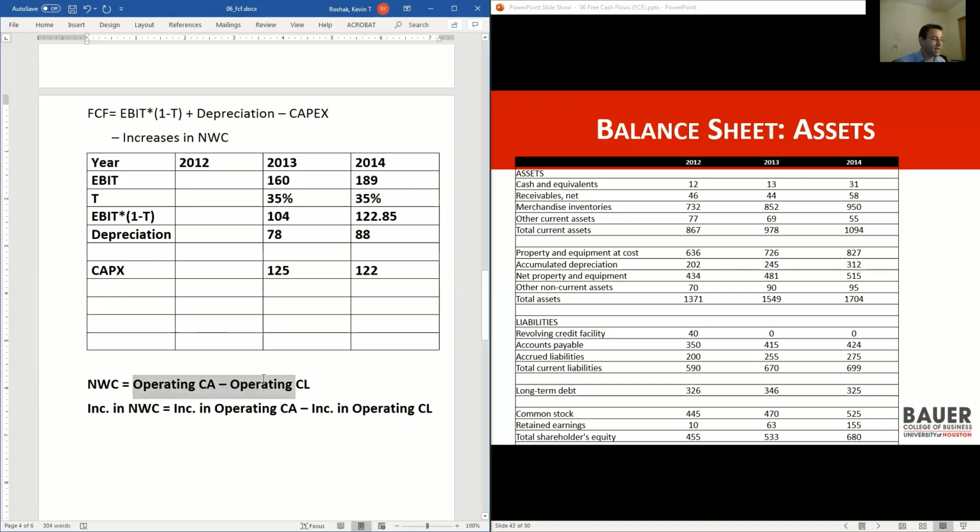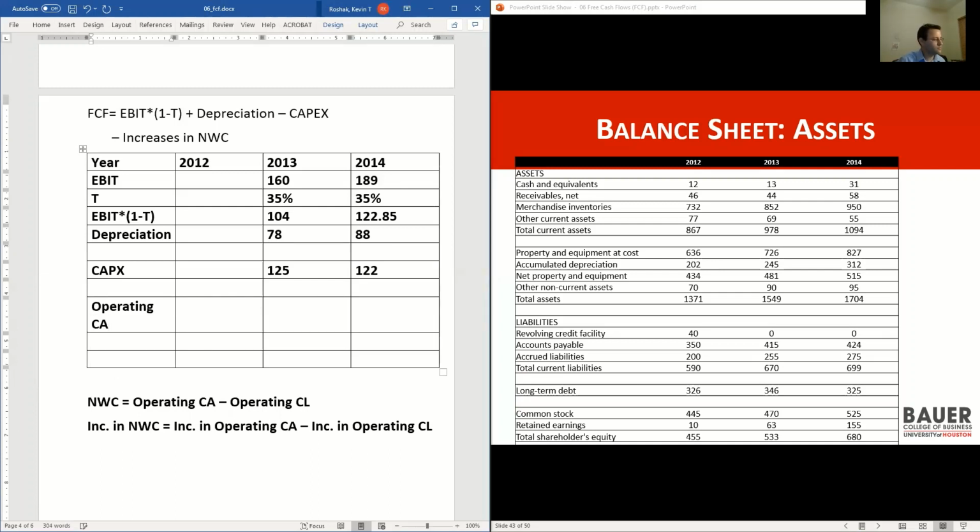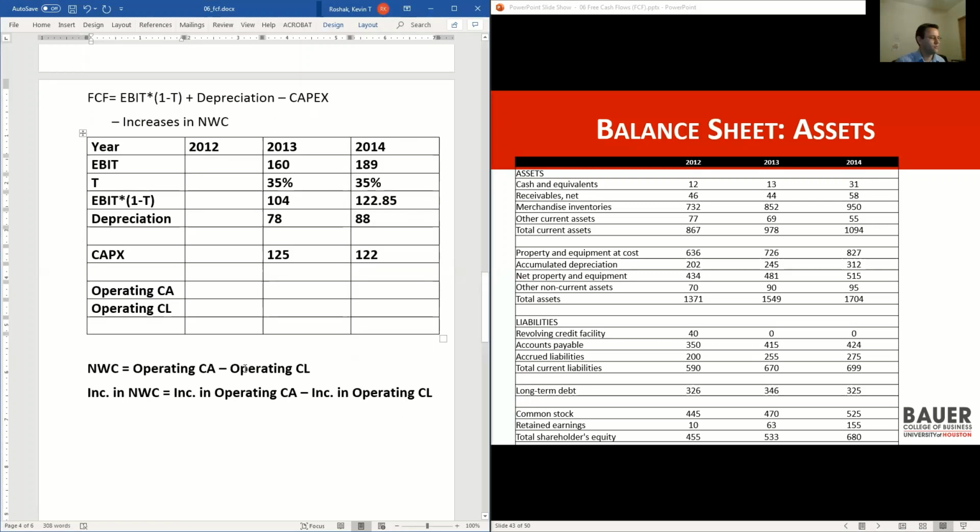I'm just going to take this piece by piece. First, we're going to sum up the current assets and the current liabilities in each year, and then we're going to calculate the change in net working capital. So I'm going to use a lot of rows just to make it a little bit easier to see. First, we're going to calculate these two things separately. We need to get the change in net working capital, so that means we need to know what's happening in 2012 in order to calculate the change in net working capital in 2013.